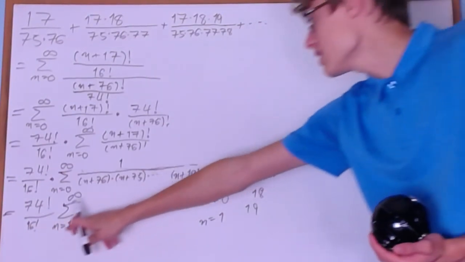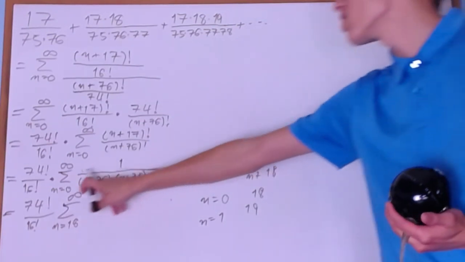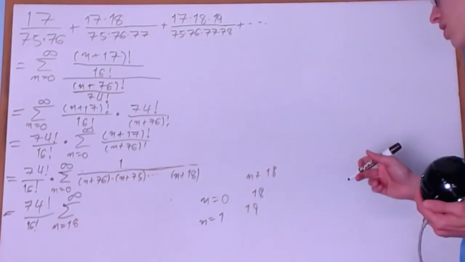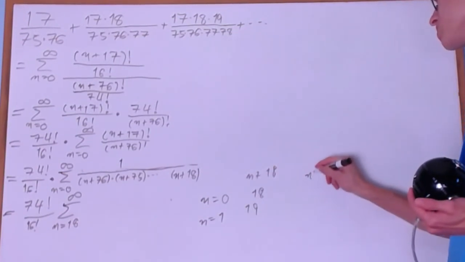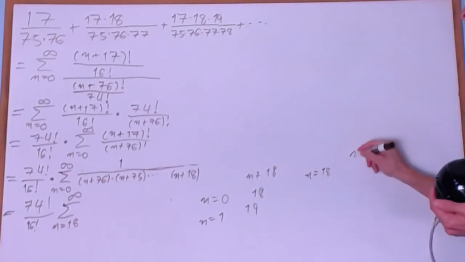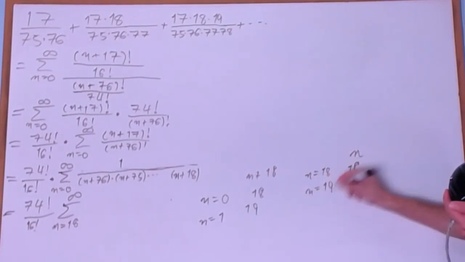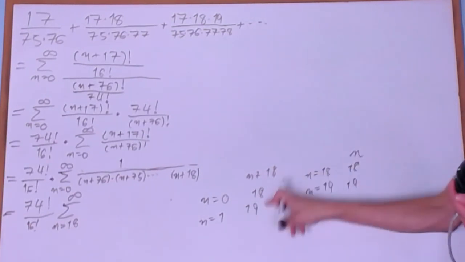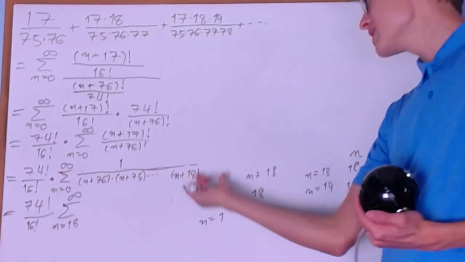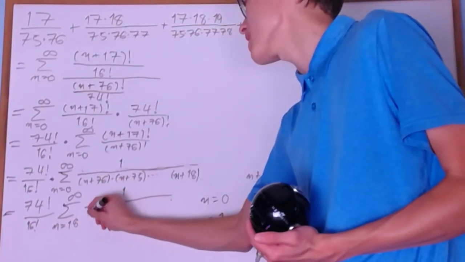So if I shift it to n equals 18, instead of starting at n equals 0, well, what do I get? Well, at the starting position, n equals 18, the value of n is going to be 18. At n equals 19, the value of n is going to be 19, so on and so forth. They agree, and so this was just to make that n plus 18 just an n.